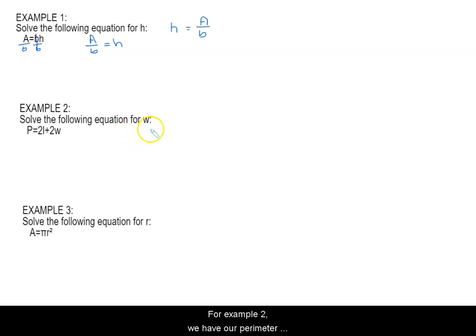For example 2, we have our perimeter formula for a rectangle. We will be solving for the w. So to do that first, we need to get rid of the addition. So we'll need to get rid of the 2L that is being added to the 2W. So I'm going to subtract 2L from both sides.